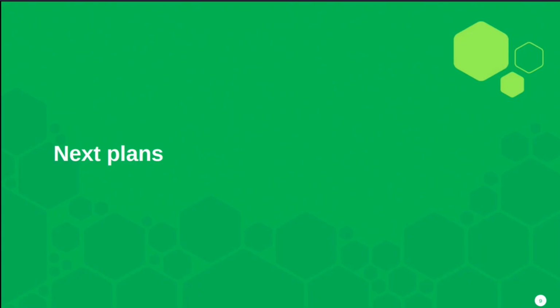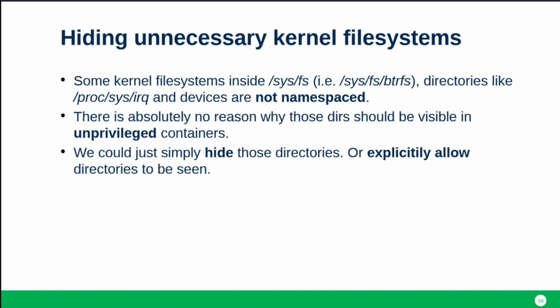Then you create OpenStack VMs with Terraform. The next plans for lockc for the next weeks will be hiding several kernel file systems from inside containers, because there are some file systems and directories which expose, in our opinion, too much information from the host, but they are not namespaced. A big example is, for example, proc sys IRQ or sysfs btrfs, where almost every file system from the host exposes its sysfs to every container, even if it's not privileged, and you can look up what partitions are there on the host.